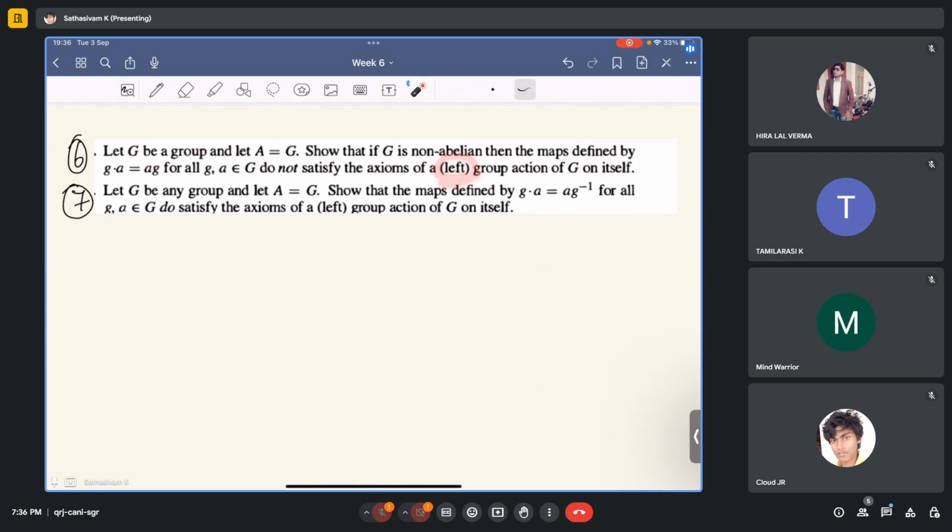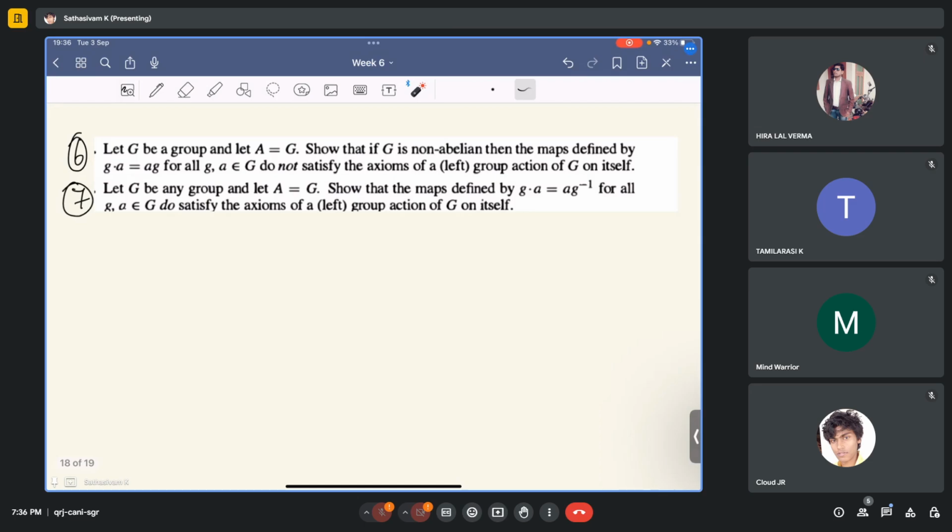See, what I mean is sometimes people call it a left group action, a right group action, etc. Left group action means you are doing it in this way. Right group action is you are doing it in the other way. So the problem comes from writing g dot a as ag. If you write it as ga, there will not be any problem. But anyway, we will see how it goes here. So what we are trying to say is this action does not satisfy the axioms of a group action.